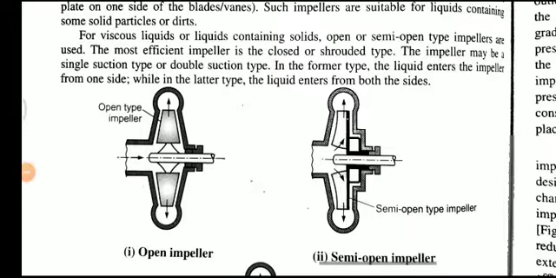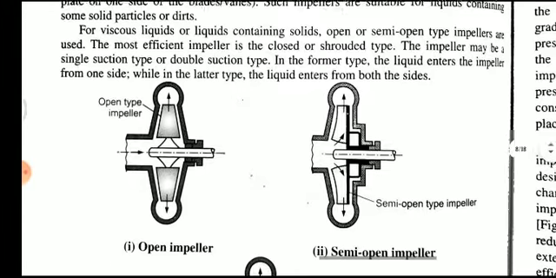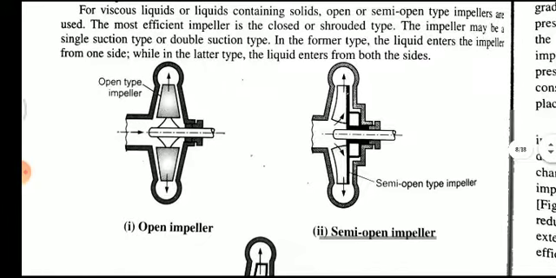Then the impellers may be single suction type or double suction type. In the former type, the liquid enters the impeller from one side, while in the latter type the liquid enters from both sides.